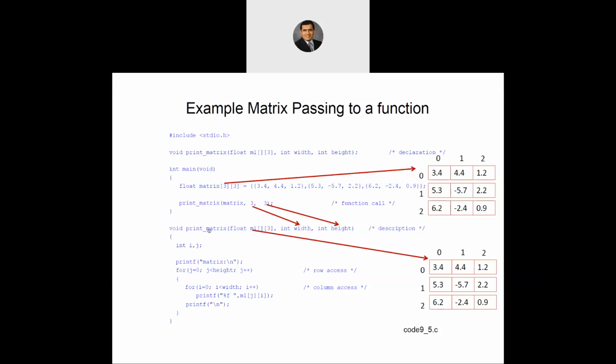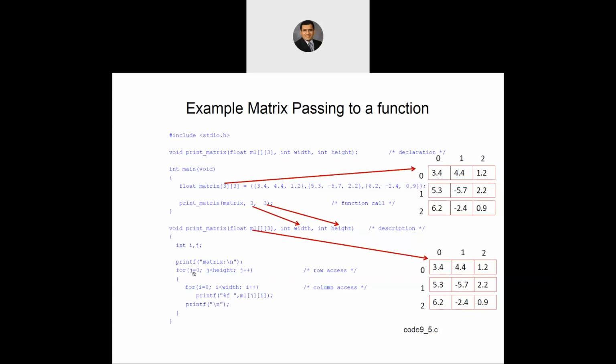Then what happens inside this function? You say printf, show me the matrix, and then use a for loop to display the matrix values. Now, how does it work? Remember I told you the first for loop is for the rows. The second for loop is for the columns.